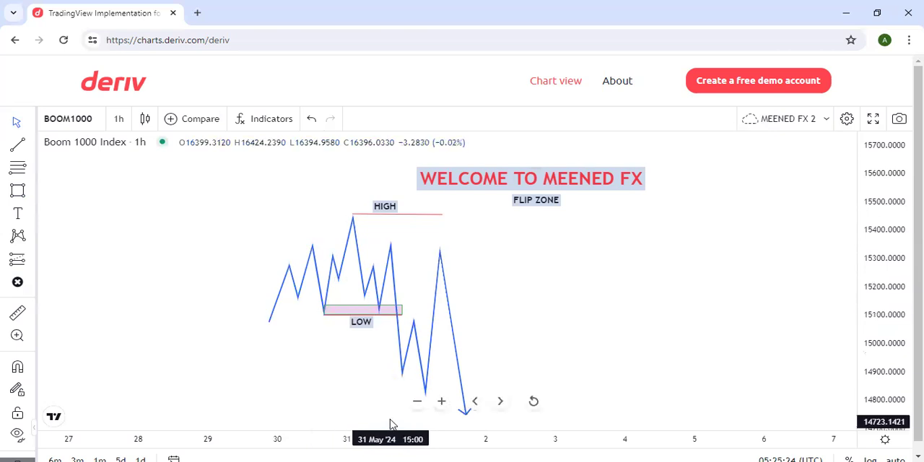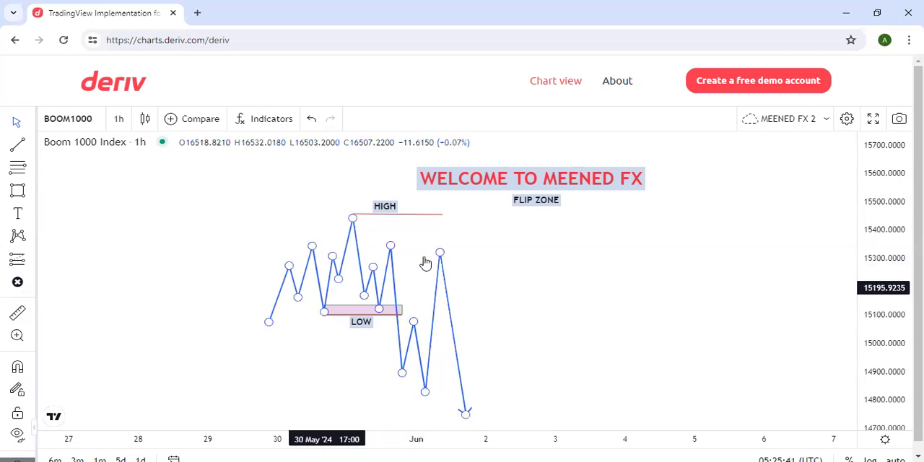Now, the first thing that makes this a flip zone is that price reacted from this zone first before breaking it. Like I said before, there are two examples of flip zone, but this is one of the major flip zones I use, and that's why I'm sharing it. It gives me confidence, and it's one of the major flip zones that I use.